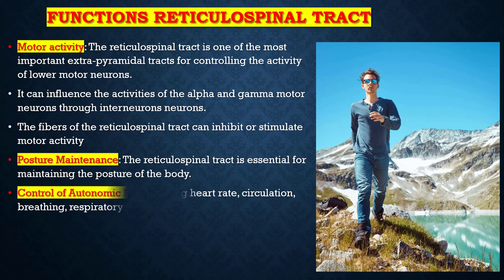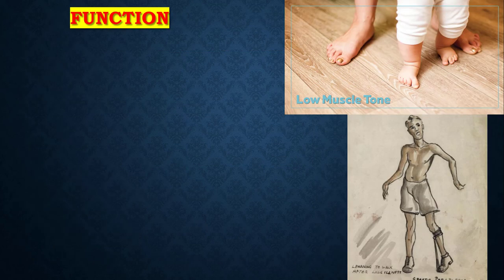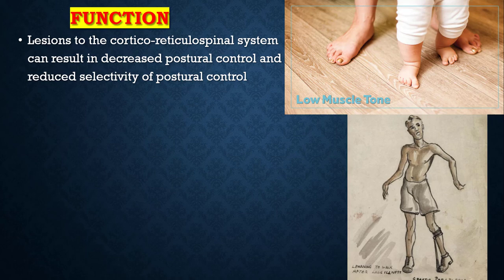Control of autonomic function, for example heart rate, circulation, breathing, respiration rate. Control of sympathetic outflow as well as sacral parasympathetic outflow. It results in reciprocal inhibition of the flexor and extensor functions. Lesion of the corticospinal system can result in decreased posture control and reduced selectivity of postural control.